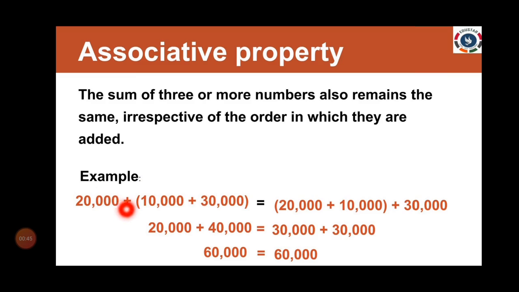So write the first value 20,000 plus, now we are going to add 10,000 plus 30,000, totally 40,000 you are getting, is equal to, here the first two values, 20,000 plus 10,000, 30,000, plus 30,000 you have to write. So now you add 20,000 plus 40,000, 60,000, is equal to 30,000 plus 30,000, 60,000. So we are changing the order to add the values, and we will get the same answer.